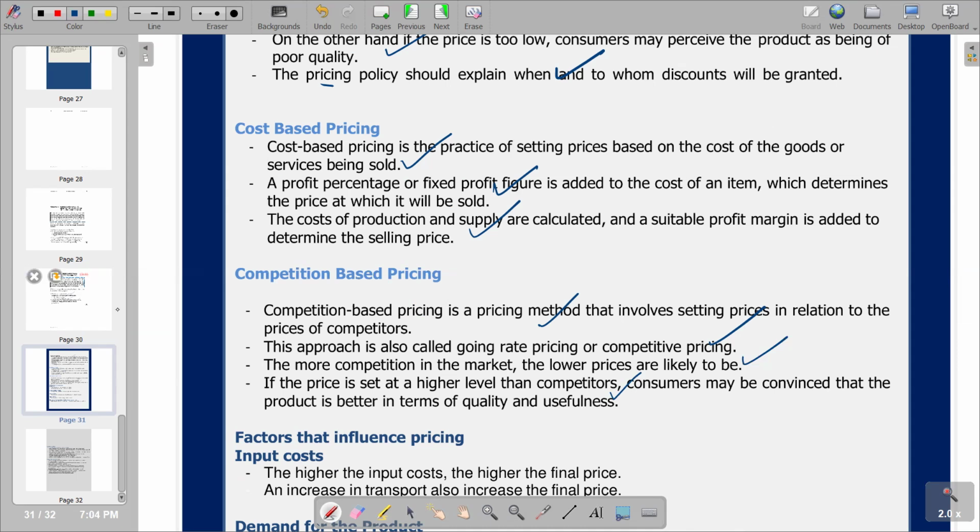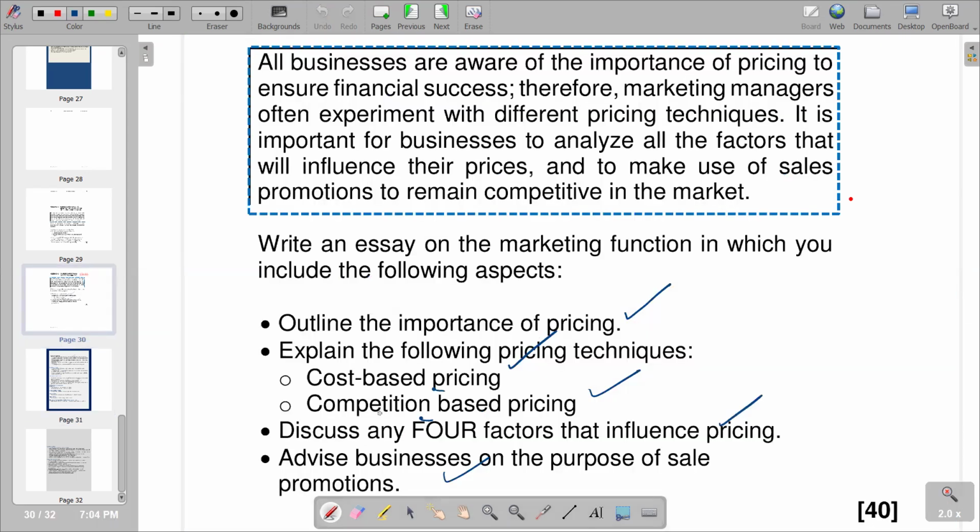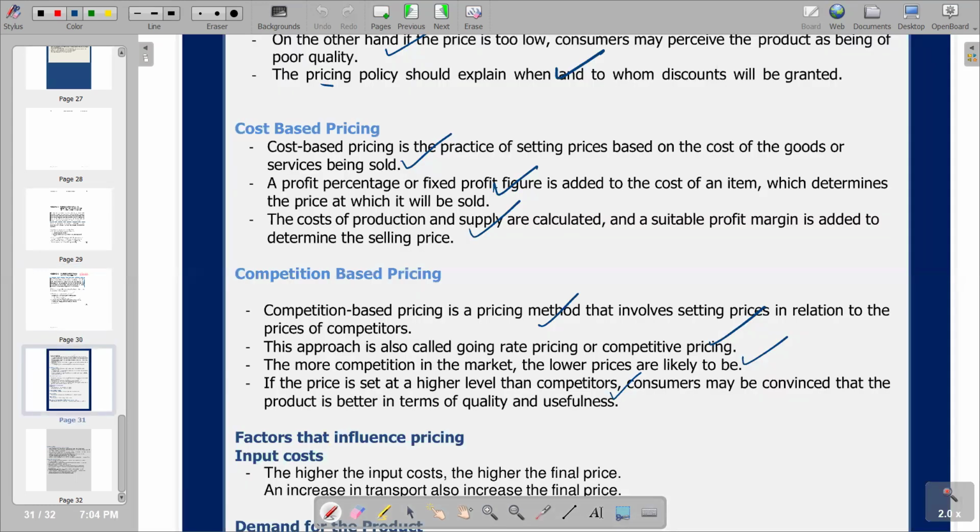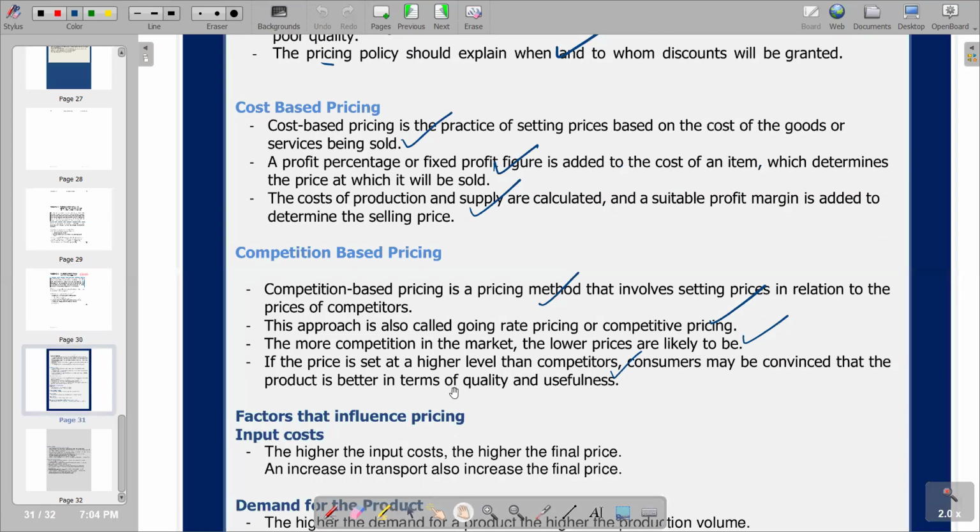So we try to see the next question that we have, which says, discuss any 4 factors that influence pricing. We are going to see the level of the price that is going to be set, and what the factors are that influence that level of the price. So we go to our answer section and see what we have on the factors.